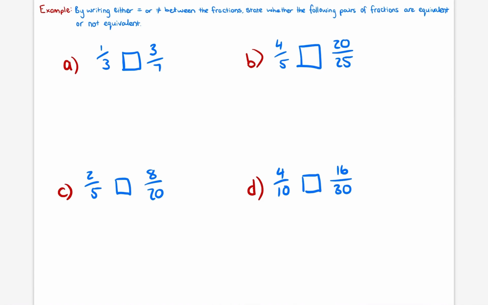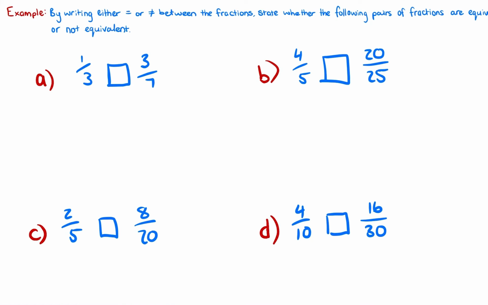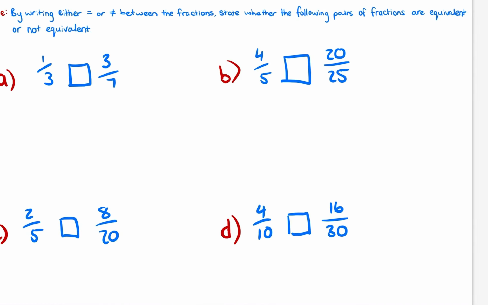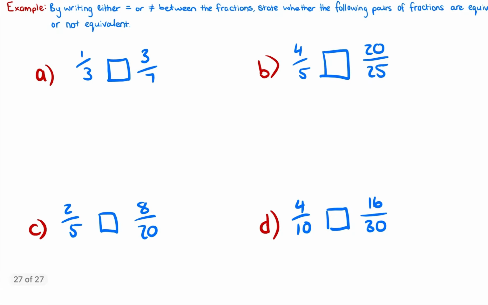It says, by either writing equals or does not equal, so equals is this one here, and does not equal is that one, between the fractions, in the boxes provided, state whether the following pairs of fractions are equivalent or not equivalent. So I'm going to look at my first one. I've got 1 over 3 and 3 over 7. Right off, 3 and 7, the highest common factor they have is 1. So that tells me right off that they're not equivalent.